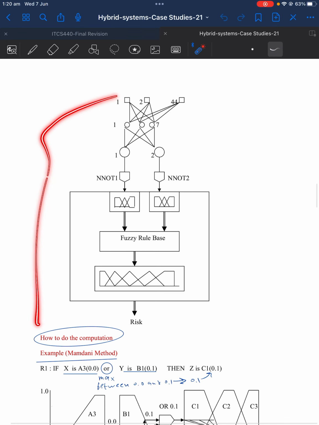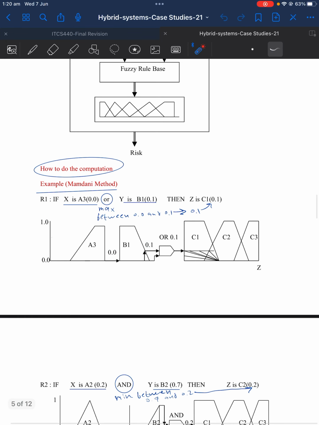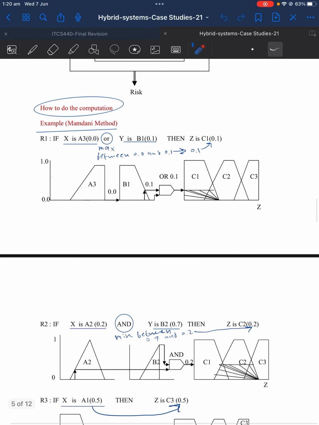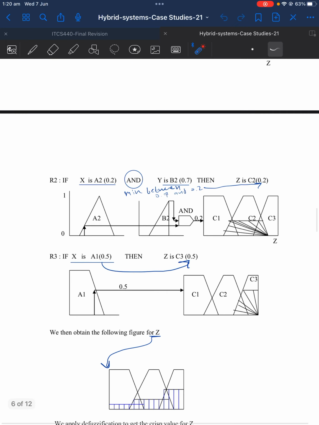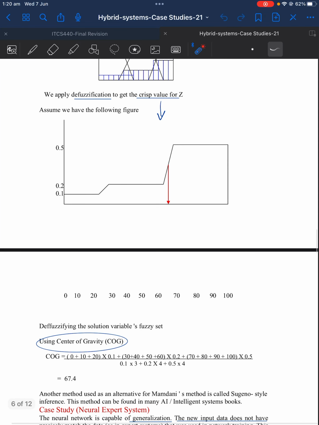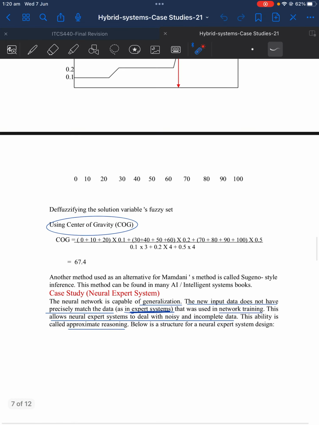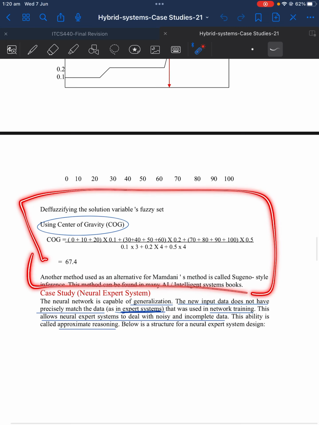So we can see we have the combination of both. We can do the Mamdani method. If we have OR, we use the max, and if we have AND, we use the minimum, same as we explained before. We will get the crisp value just like this. Then we will use the center of gravity.